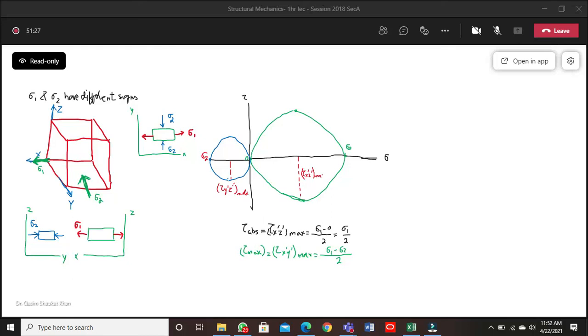Next is xy. Now in this case you can see sigma 1 is positive and sigma 2 is negative. So we just have to connect this.